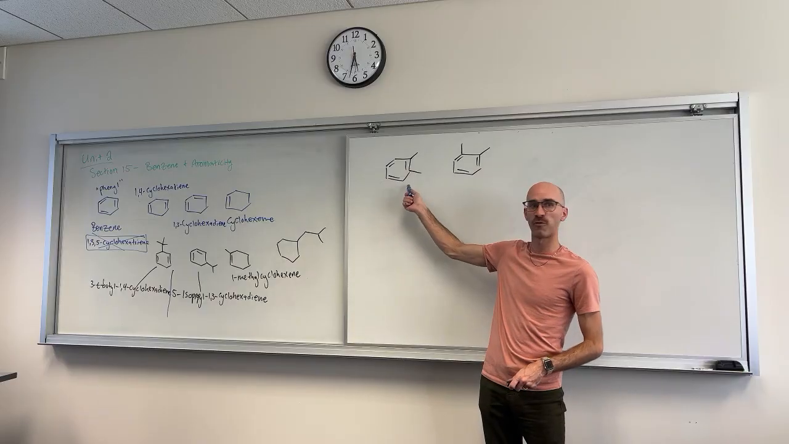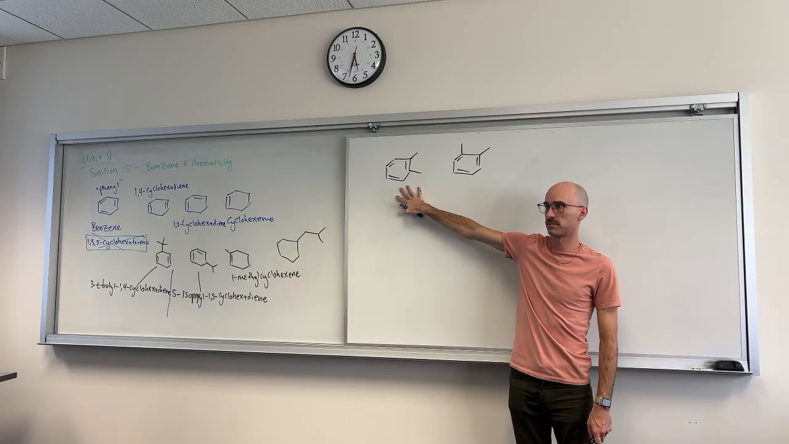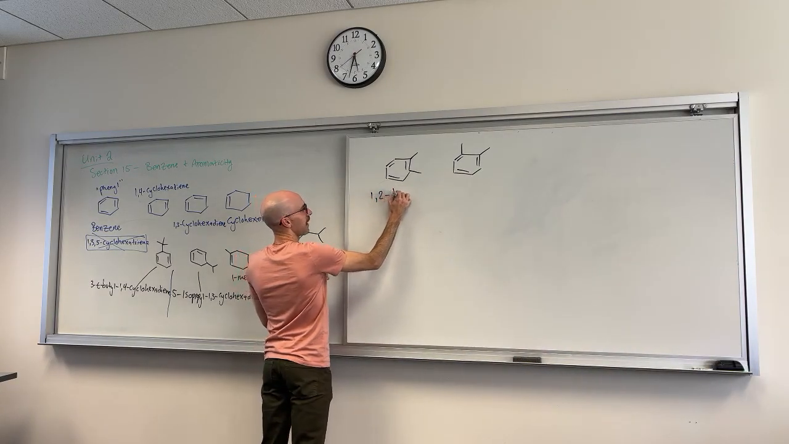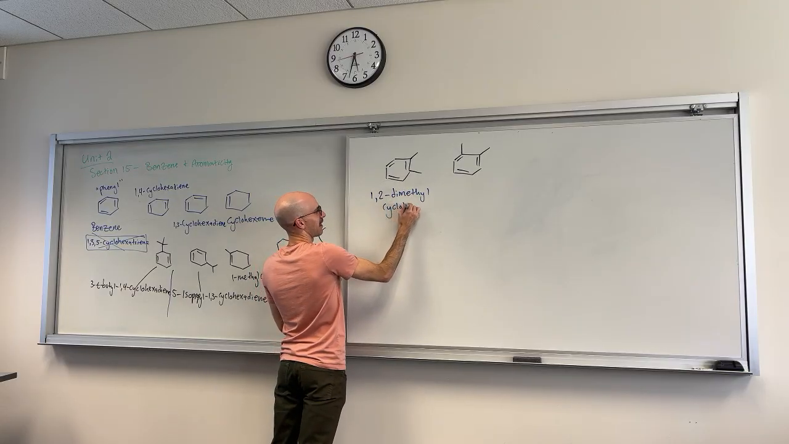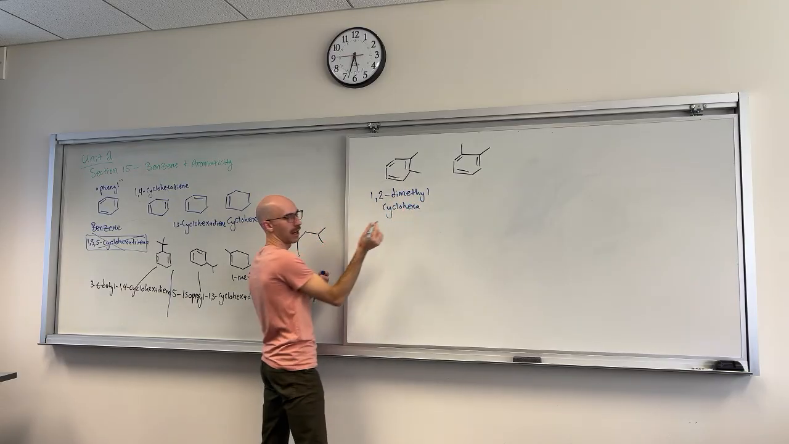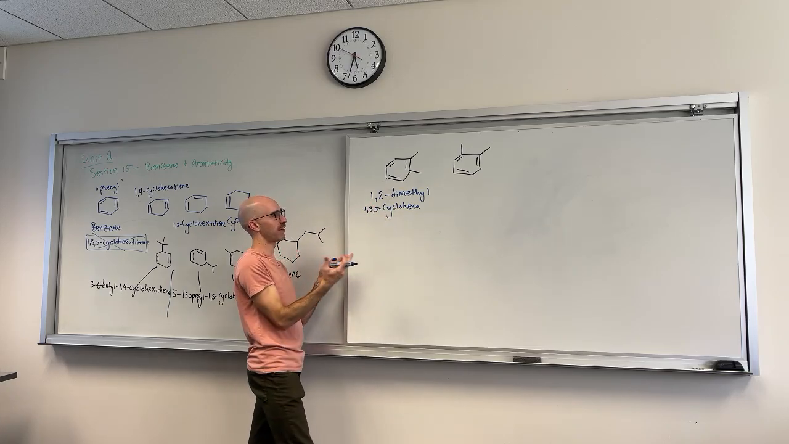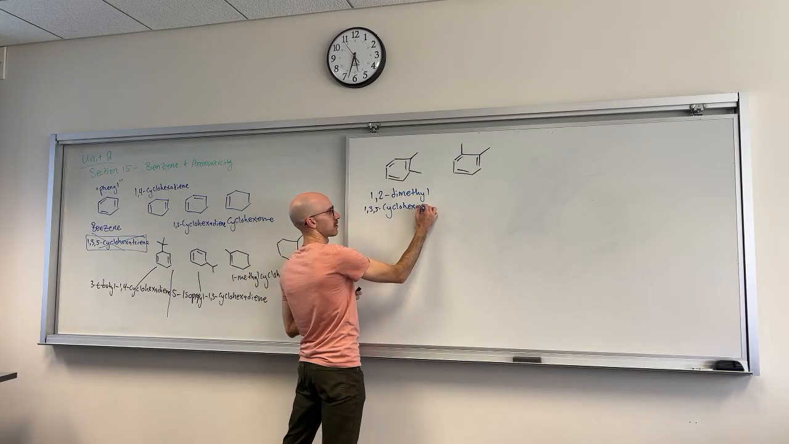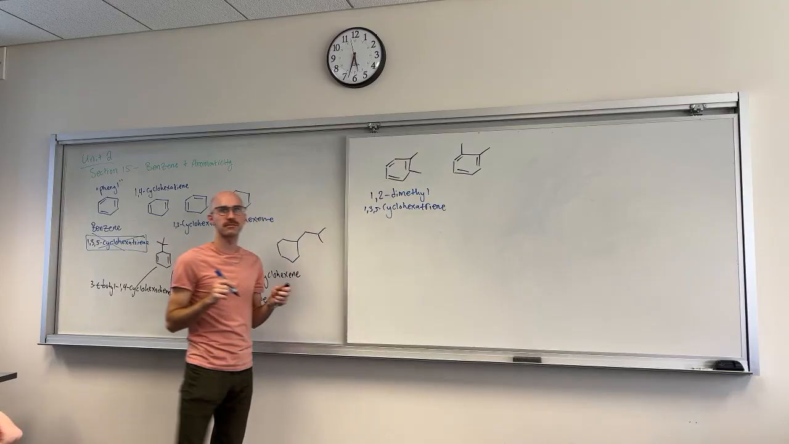All right, what did you come up with? The prefix for this one. Good. You would say 1,2-dimethylcyclohexatriene, or 1,3,5 if you weren't convinced that you can't change the alkenes, hexatriene. And what would you call this?